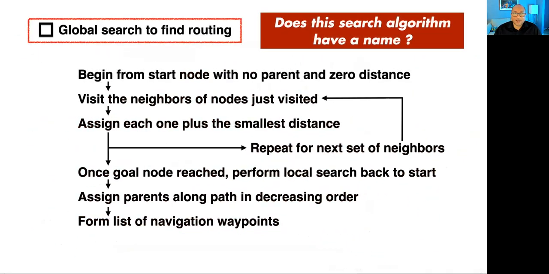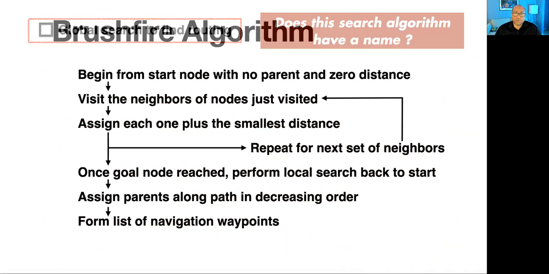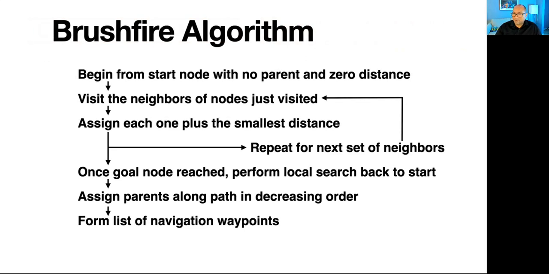So this whole algorithm comes together. If we want to do our global search, this is one way to do this. And this algorithm is called the Brushfire algorithm. If we follow this path, this pseudocode would get us to this point where we begin from the start node, visit the neighbors of the nodes we've just visited, and assign each one to one plus the smallest distance. We keep repeating that over and over until we reach our goal. Once we reach our goal, we perform local search, and then form our navigation waypoints.